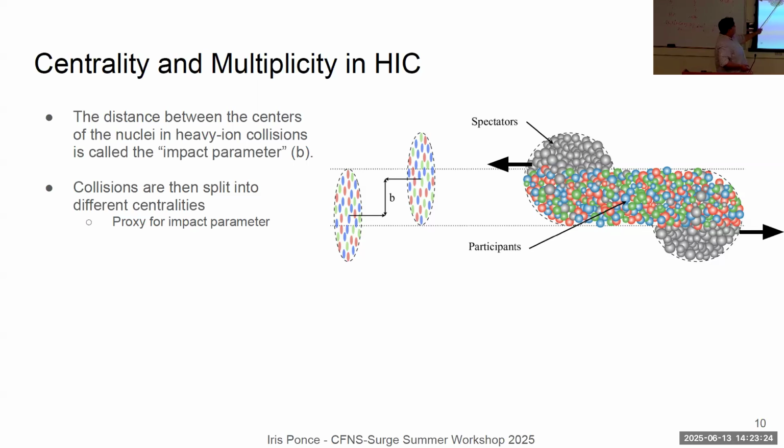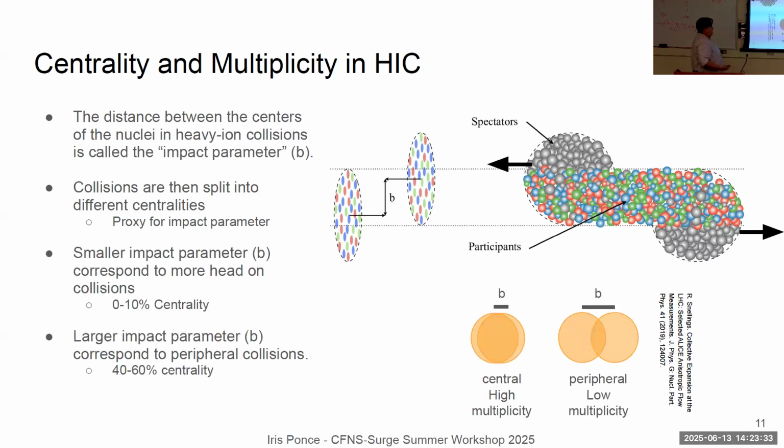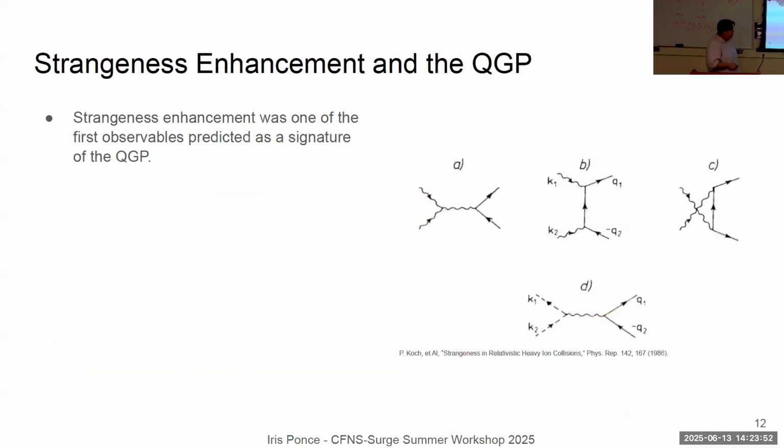So you see, this would be how many nucleons participated, and then these are spectators. So this would be a mid-central collision. Okay. And so a smaller impact parameter corresponds to a more head-on collision, which means you have a high multiplicity. Peripheral, you have a higher b, and that's when I talk about 40 to 60 centrality. Or low multiplicity, I mean events that weren't as head-on.